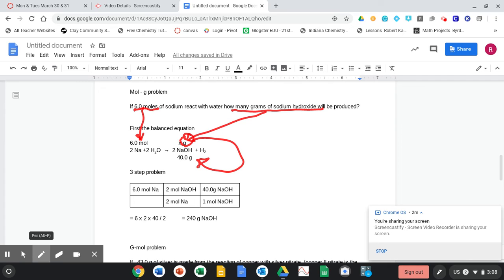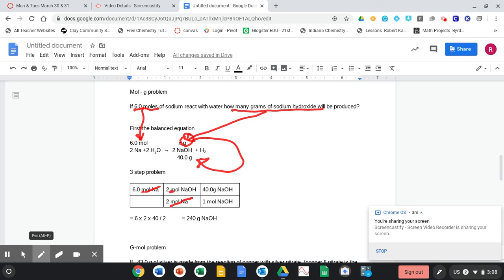So I start with what's given, which is 6.0 moles of sodium. So I know I want moles of sodium to cancel, so moles of sodium goes at the bottom. And I'm going to go toward moles of sodium hydroxide, so moles of sodium hydroxide is going to go in the numerator. This is called the mole ratio step. And now that I know I have moles of sodium hydroxide in my numerator, I know what will be the denominator of my next one.